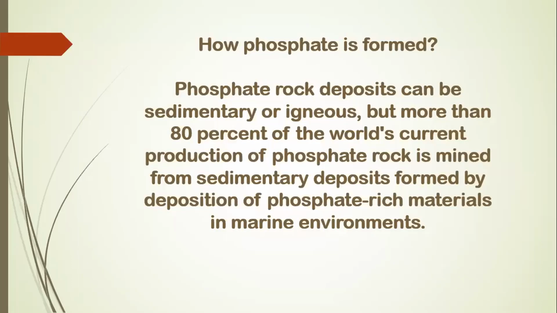How does phosphate form? Phosphate rock deposits can be sedimentary or igneous, but more than 80% of the world's current production of phosphate rock is mined from sedimentary deposits formed by deposition of phosphate-rich materials in marine environments. This is especially the oceans of the world and the salt-based seas of the world, where these deposits are continuously taking place. Next slide.